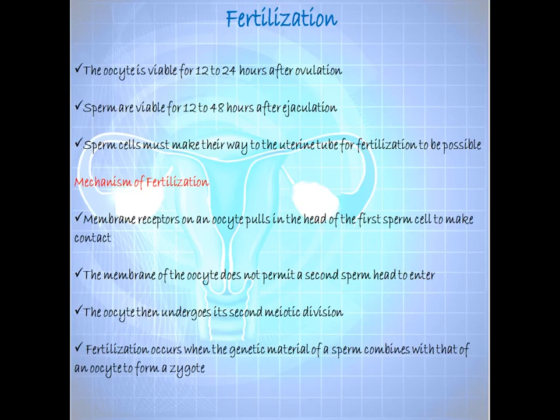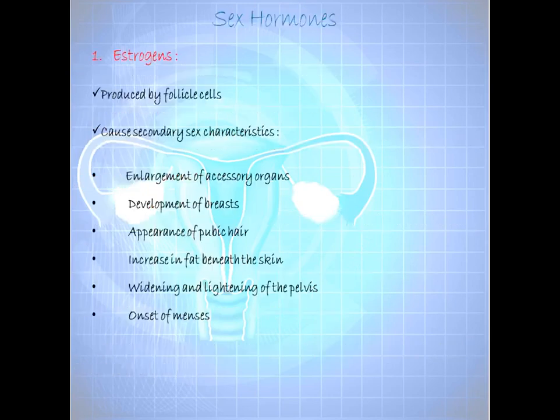Now the mechanism of fertilization. A membrane receptor on an oocyte pulls in the head of the first sperm cell to make contact. The membrane of the oocyte does not permit a second sperm head to enter. The oocyte then undergoes its second meiotic division. Fertilization occurs when the genetic material of the sperm combines with that of the oocyte to form the zygote.